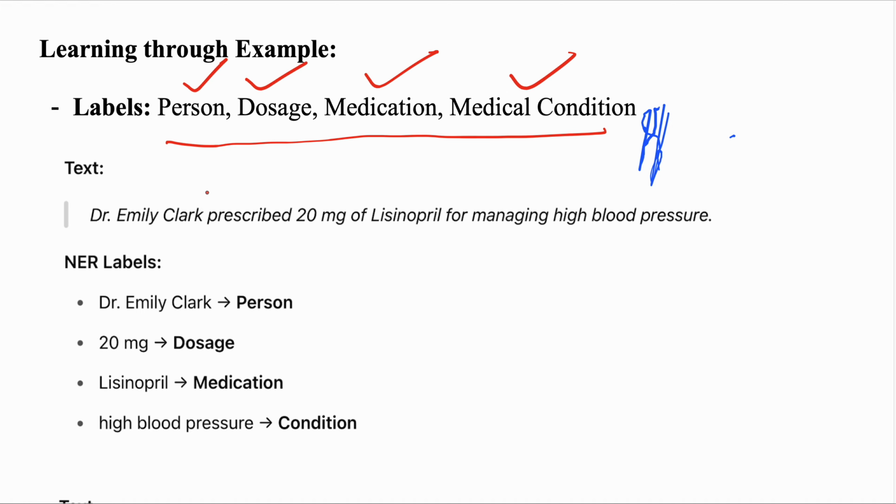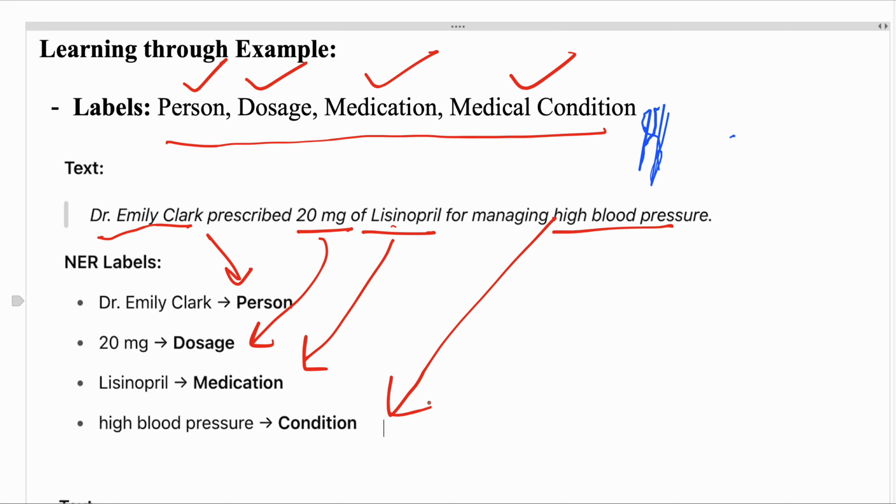So assume that the given input text is: Dr. Emily Clark prescribed 20 mg of lisinopril for managing high blood pressure. So, what should be the output of NER in this case? That Dr. Emily Clark is a person. She prescribed 20 mg of lisinopril. So, we know that 20 mg is dosage, lisinopril is the medication, and for managing high blood pressure, so high blood pressure is the medical condition in this case. Hope the concept is getting clearer, but let's take a look at two more examples.